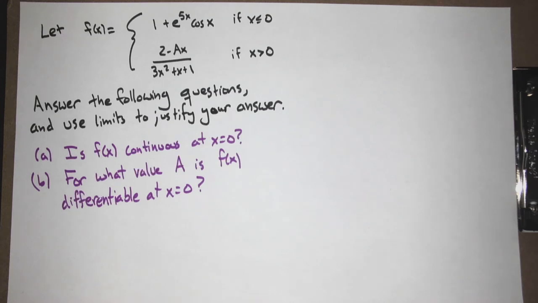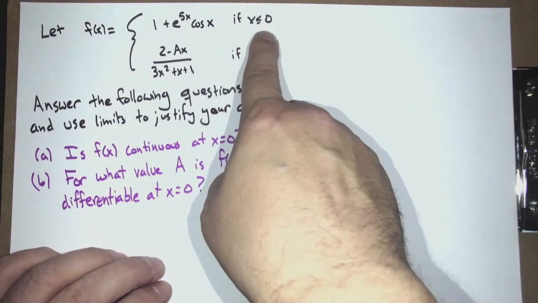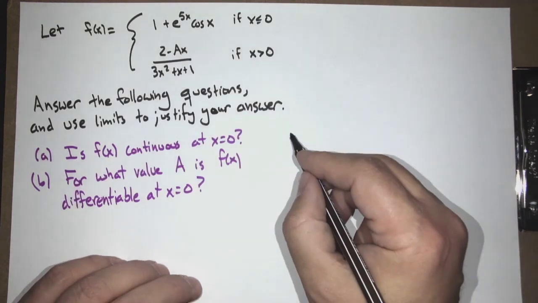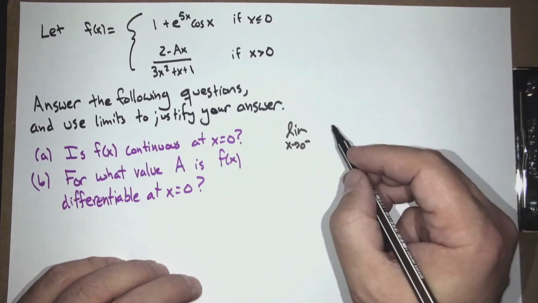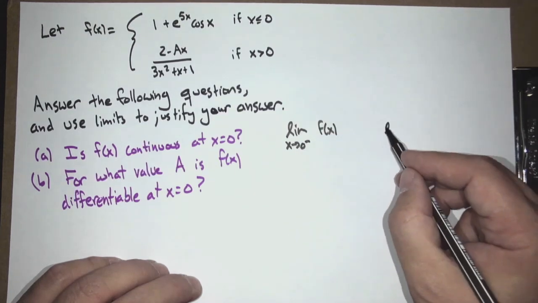The limits from both sides have to match, and technically they have to match the value of the function. Now, because the value of the function is one of the two sides, we just need to check the limits from both sides. Okay, so part A says, hey, let's check these limits from both sides. So we're going to go from 0 from below, and we're going to look at 0 from above.